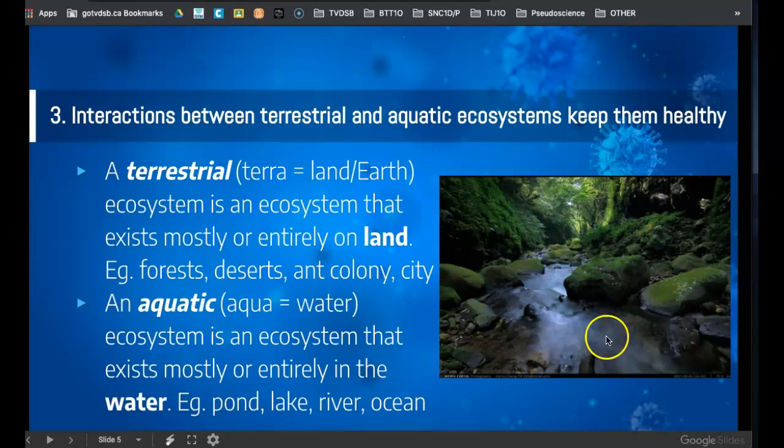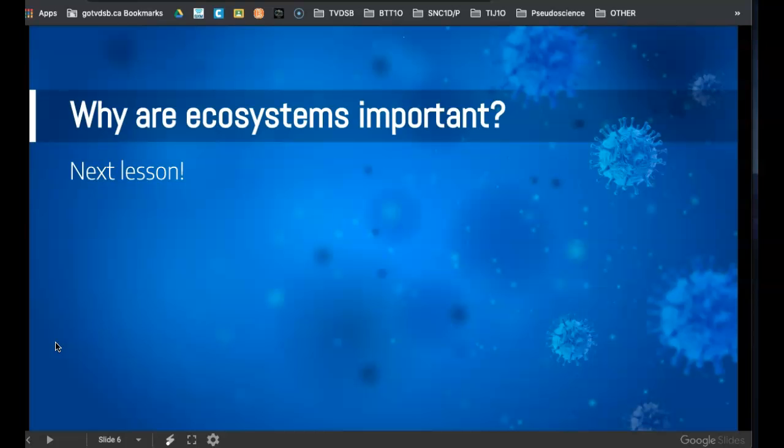Whereas if we were to zoom in and look just at the water in this, if we were to look just at this stream, well, then we would be calling this an aquatic ecosystem. And aquatic comes from aqua, or water. All right? So some examples of terrestrial are things like forests, deserts, an ant colony, a human city. Those are all terrestrial ecosystems, and we count. We are part of these ecosystems. Whereas an aquatic ecosystem would be a pond, a lake, a river, or an ocean. Okay? All right. So that's it for this one.